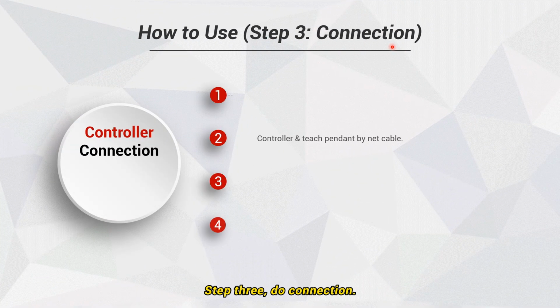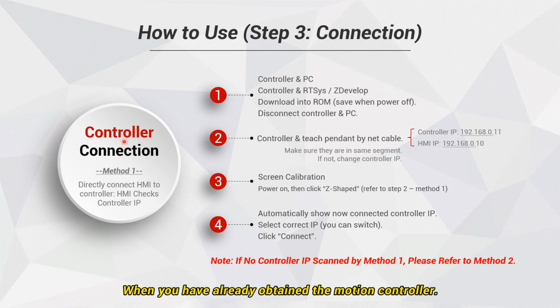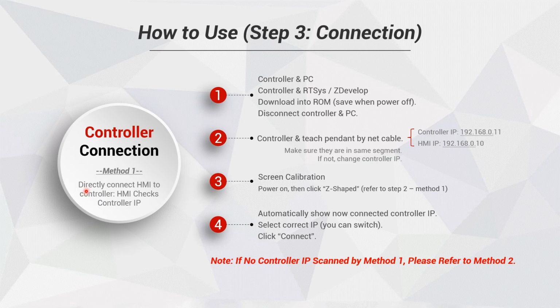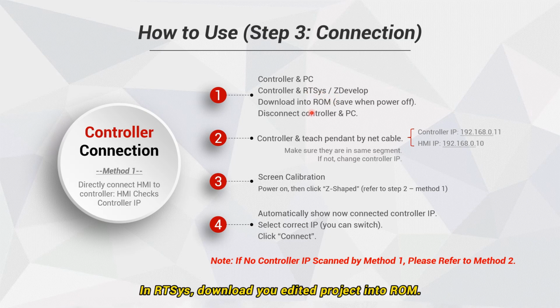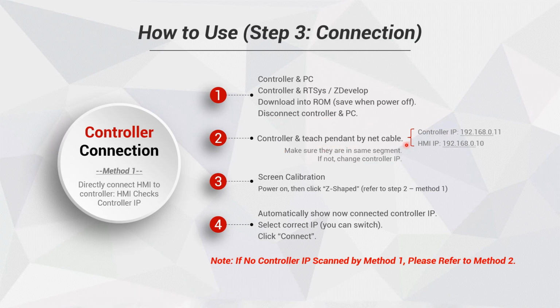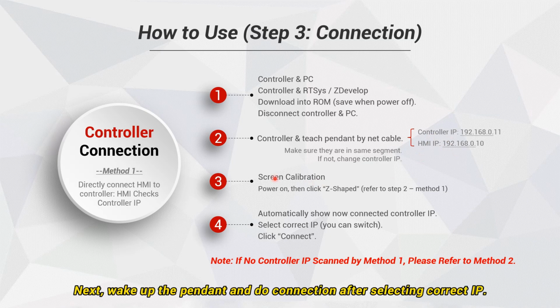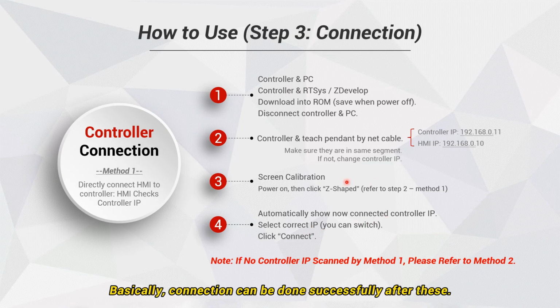Step 3, do connection. When you have already obtained the motion controller, there are 2 ways for you. You can directly connect them. 4 steps only. At first, connect your controller to the PC and software at the same time. In RTSys, download your edited project into ROM. Disconnect the controller from the PC. Then, connect your controller to the Teach Pendant by net cable. Note their IP. Next, wake up the pendant and do connection after selecting the correct IP. Basically, connection can be done successfully after these.